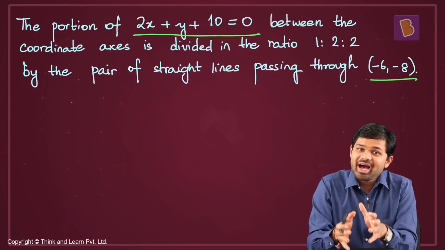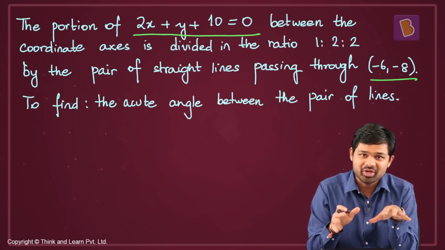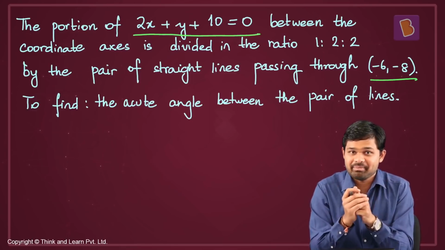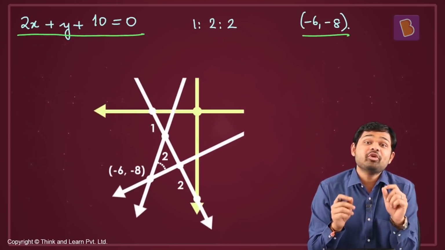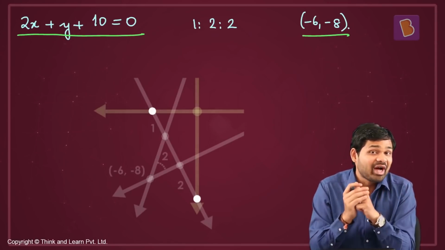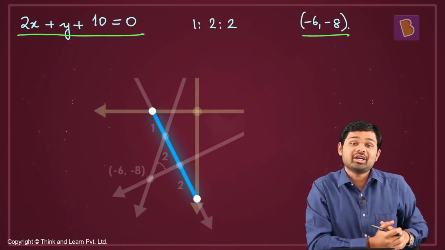So this question is in fact not as convoluted as it appears. This is a pretty simple question, and if you break it down and do it in a very systematic way, it's pretty simple. So the first thing I'm going to do is find the two intercepts of the straight line, because if I find the intercepts, then I can find the portion of the straight line between the coordinate axis.